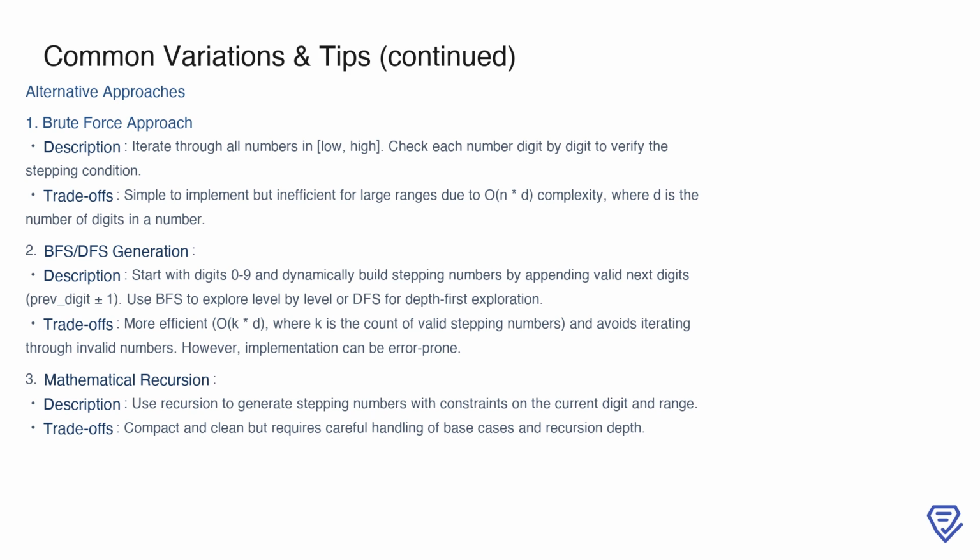A more efficient approach is using BFS or DFS to generate stepping numbers dynamically. Starting from single digits, valid next digits are appended based on the stepping condition, allowing the algorithm to avoid iterating through invalid numbers. This approach reduces complexity and is better suited for larger ranges, though it requires careful implementation to avoid errors. Finally, mathematical recursion offers a compact and elegant alternative. By defining constraints on the current digit and range, recursion can generate stepping numbers directly. However, this approach requires precise handling of base cases and recursion depth to ensure correctness and prevent stack overflow.